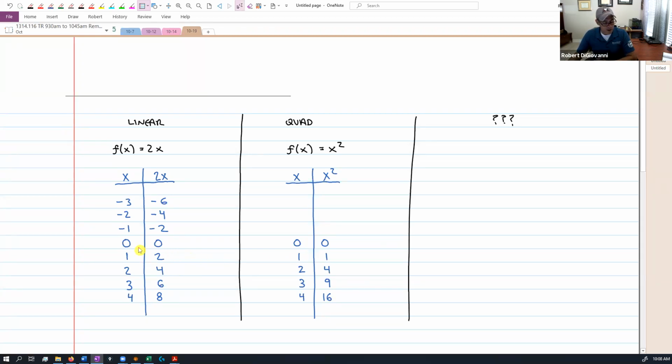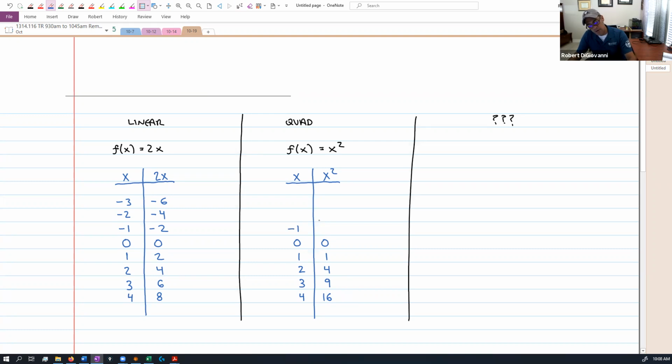These are not the same, right? Like on this linear function, when I plug in 0, I get 0. Yeah, that matches this one, right? When I plug in 1, I get 2. Okay, that doesn't match. When I plug in 2, I get 4. Here I get 2 and 4. Those match, right? But the rest of the way it doesn't. 3, 6, 3, 9, 4, 8, 4, 16, right? They don't match. What about negative numbers?